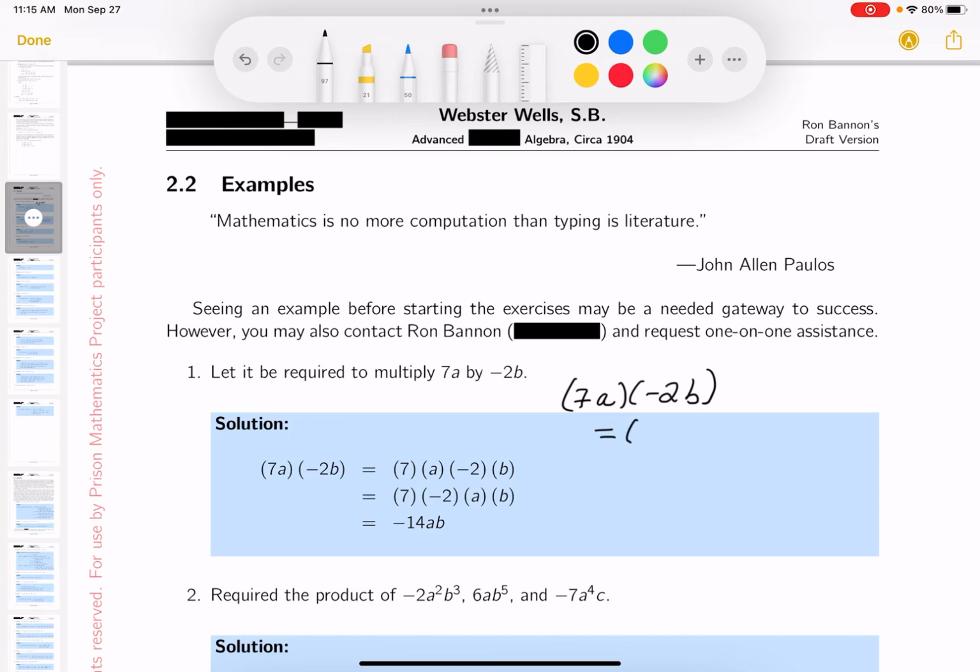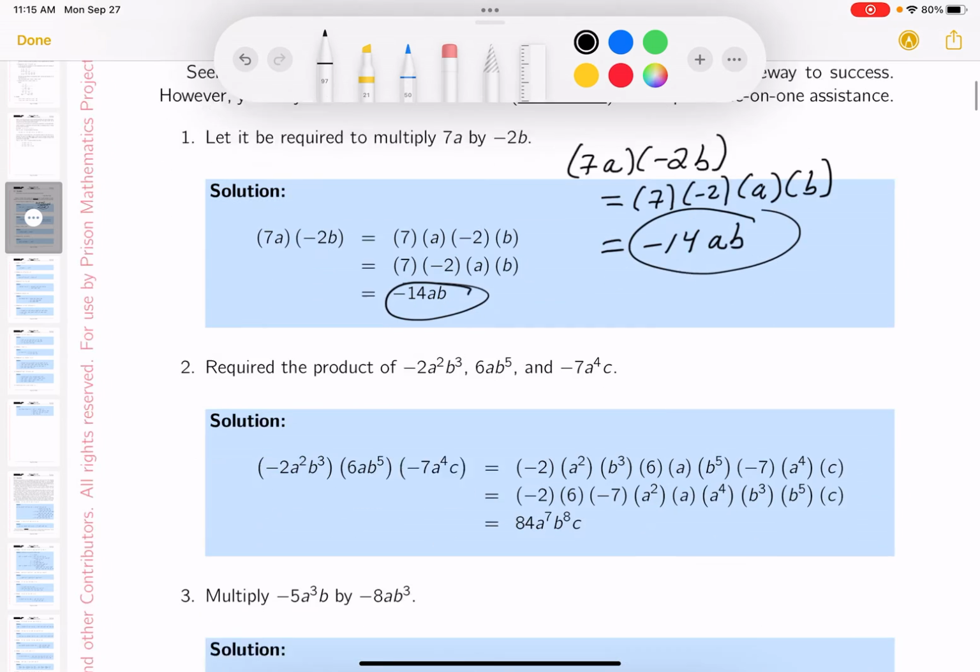As I commute things around, I like to put the numbers with the numbers and the letters with the letters in alphabetical order. And then I do my multiplication. How do I do that? I associate things that behave well together. For example, the 7 and the minus 2 as a multiplication behaves well, it's minus 14. And the AB is just simply AB. Look at the key, and you got that down. All right, now I'm going to do the next one.